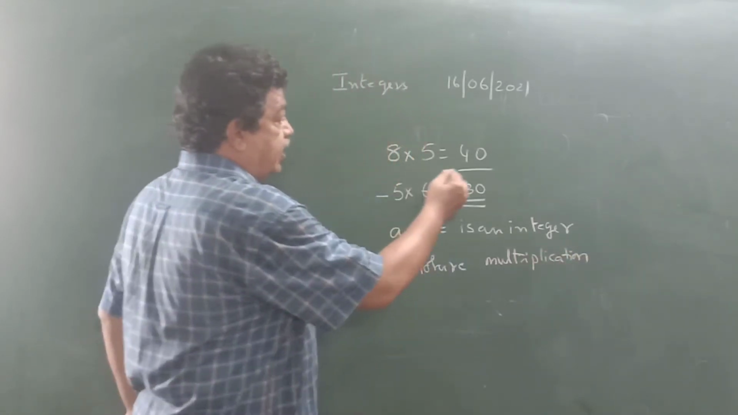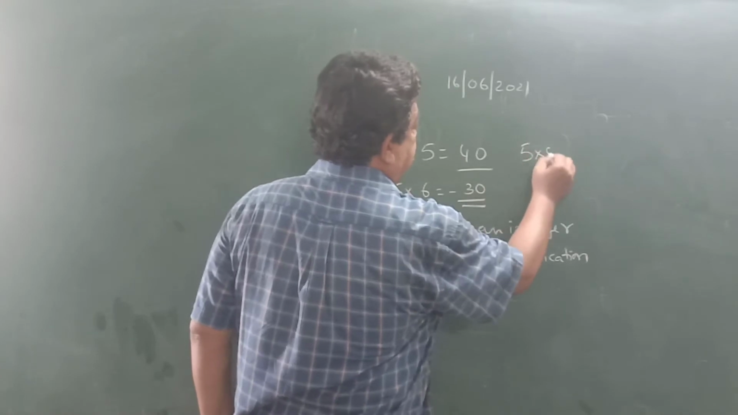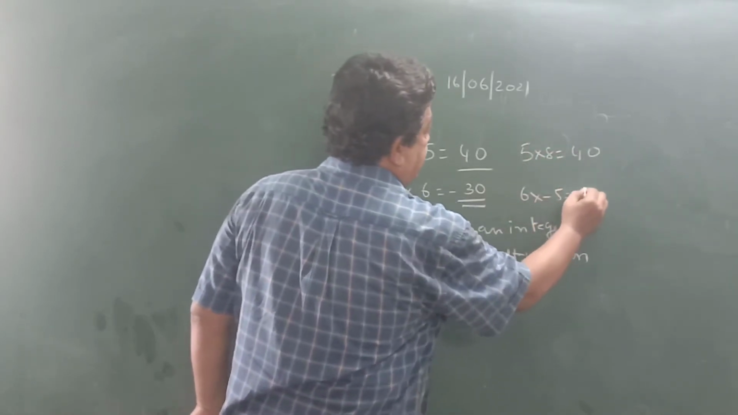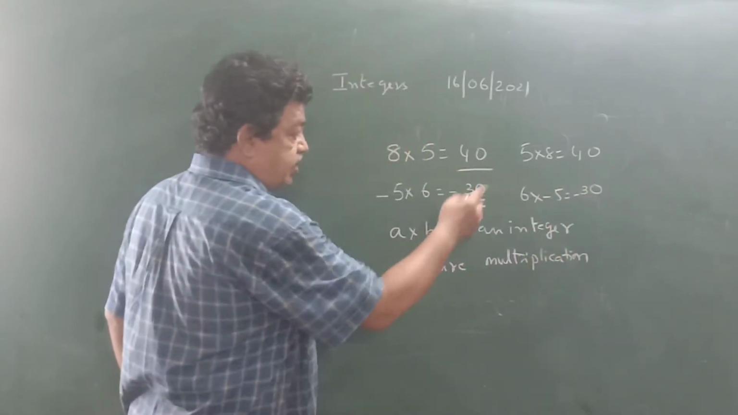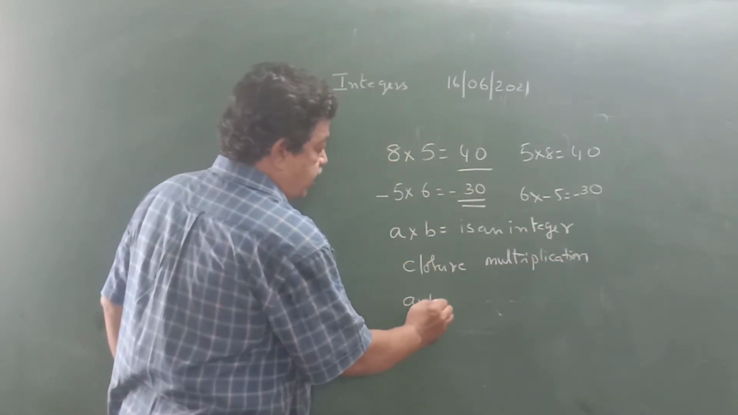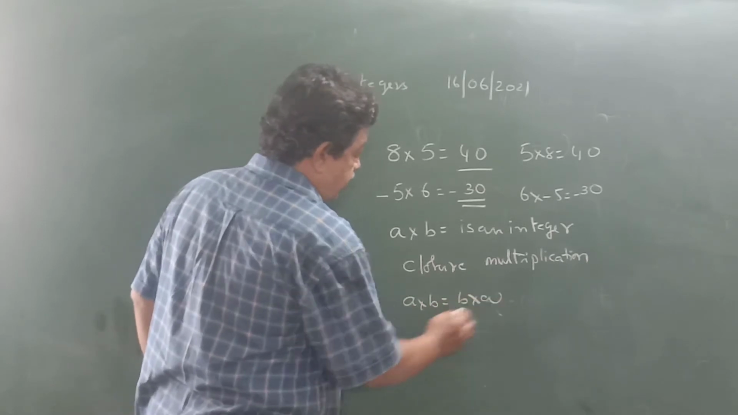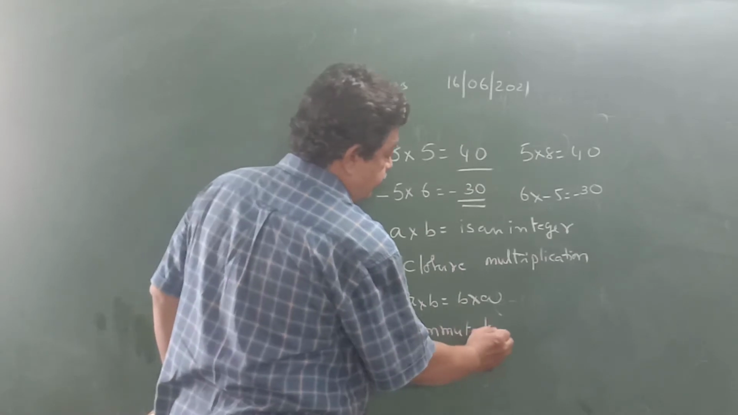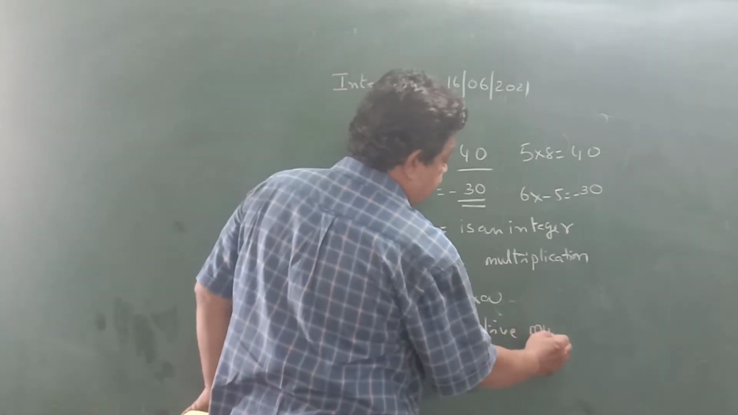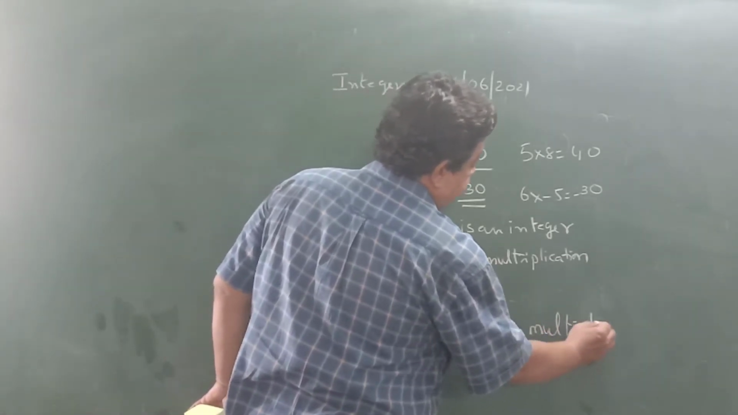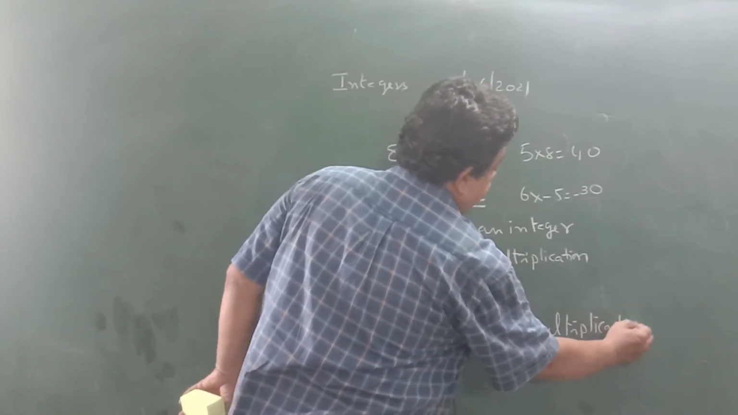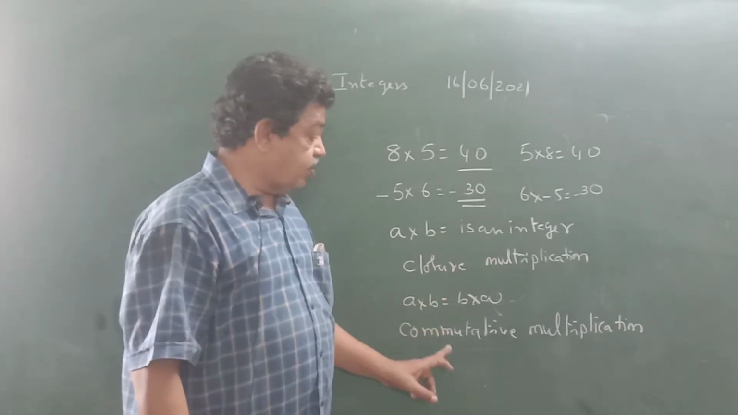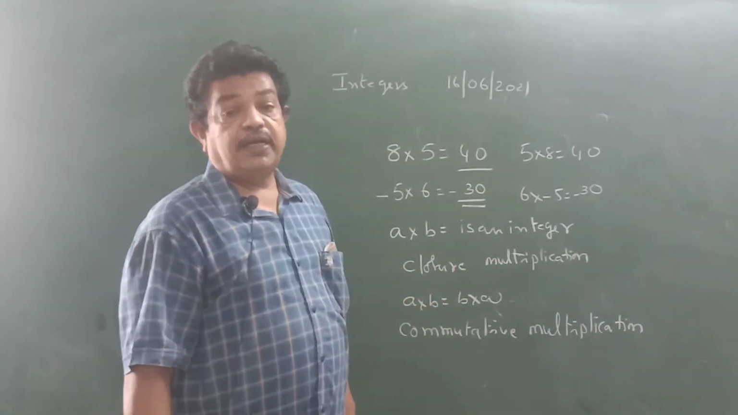Now, you multiply in the reverse order. 5 into 8, how much? 40. 6 into minus 5, minus 30. So, what do you understand from these two examples? a into b is equal to b into a. Integers have commutative property under multiplication. So, integers are closed under multiplication, and integers have commutative property under multiplication.